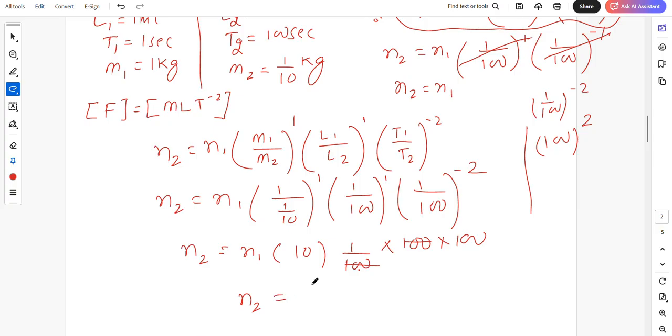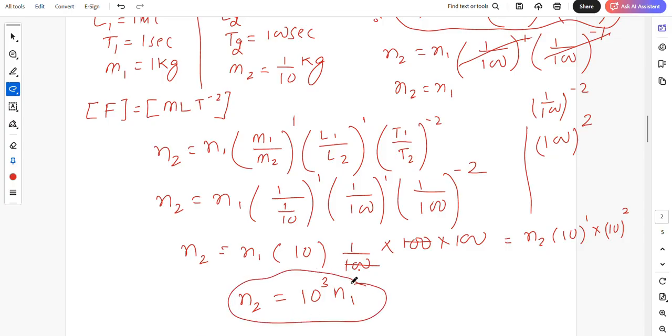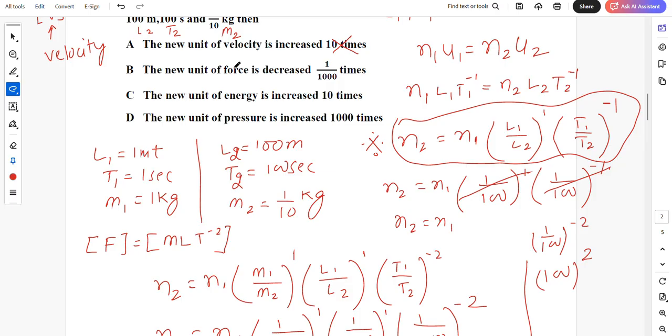N2 is equal to how much you are going to get? N2 is equal to 10 to the power of 1 into 10 to the power of 2. That is equal to 10 to the power of 3 N1. Okay, this you got. What is the option they have given here? The option is the unit of force is decreased. No, this is also wrong.